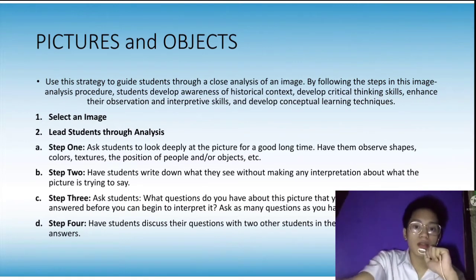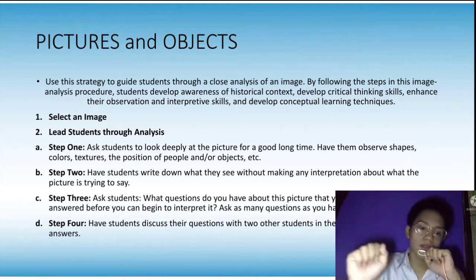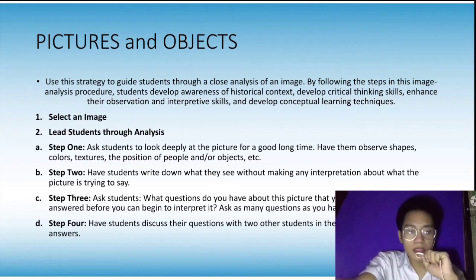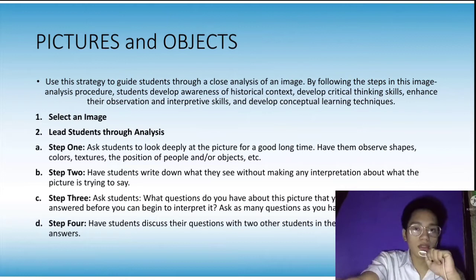So sinabi ko kanina, there are different steps. So before doing those steps, I have here 2 steps for the facilitator. First is select an image or an object. So syempre ang ginagamit nating strategy is picture and object. So ikaw na facilitator, you should find a specific picture or a specific object. For example, I'm the facilitator, pipiliin ko is picture ng gera nung sinaunang panahon.